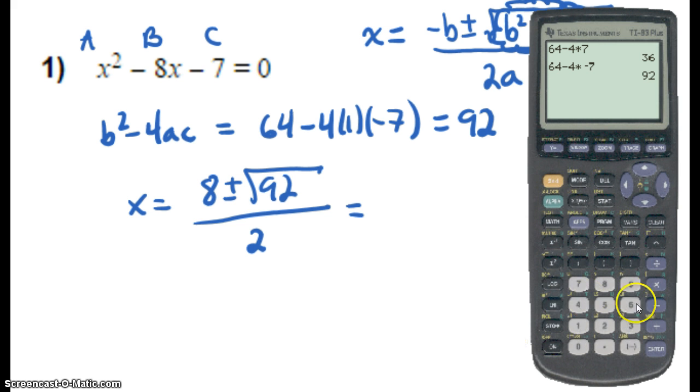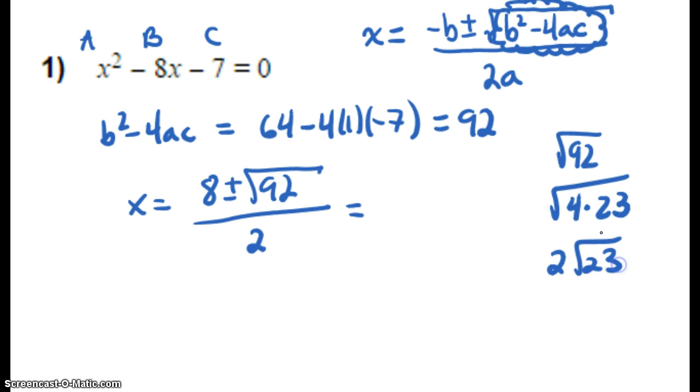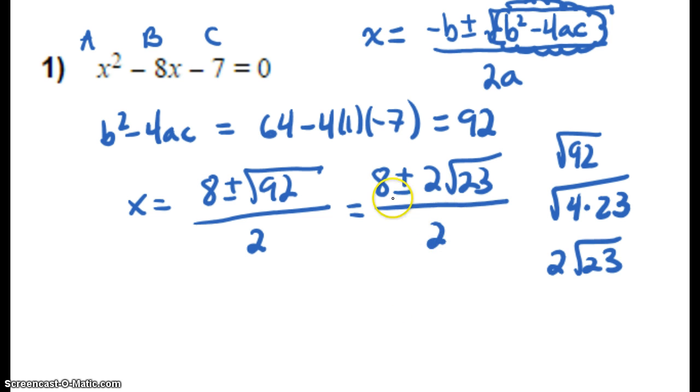92 is not a perfect square, but I bet you 4 goes into it 23 times. So at this point, as a side note, I just discovered 92 was 4 times 23. So this is a perfect square and a non-perfect square. Square out the part that you can, 2 root 23. So I have 8 plus or minus 2 square roots of 23, all divided by 2. And then because all the numbers on the outside of the radical are even, I can divide them each by 2 to give x equals 4 plus or minus square root of 23.